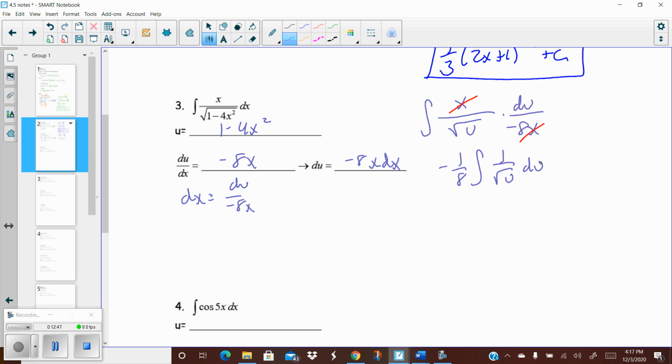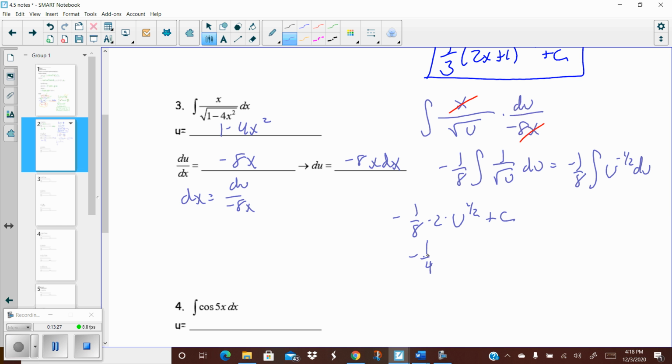And now what I need to do is change that 1 over the square root of u. Square root of u is u to the 1/2, but since it's 1 over, I'll bring it up. It'll be u to the negative 1/2 power. And now I can take an antiderivative. So we get negative 1/8. Adding 1 to negative 1/2 gives me a positive 1/2. And dividing by a half is multiplying by 2. Plus c. So let's see, negative 1/8 times 2 is negative 2/8, or negative 1/4.